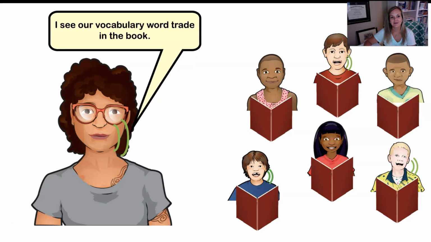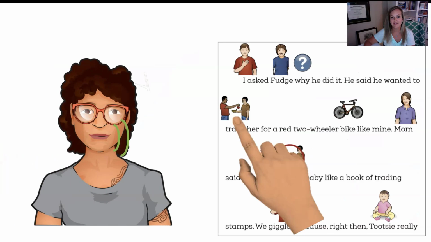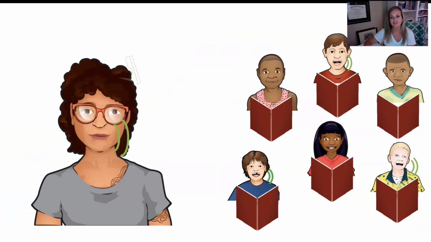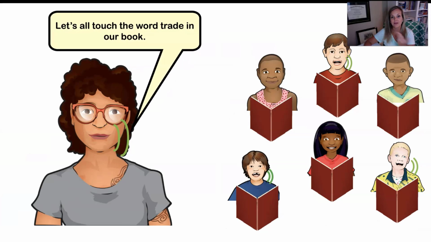Next, during the lead component, she would say, I see our vocabulary word trade in the book. Here it is, here's trade, and each of the students should have their own book in front of them, and they should have the opportunity to also point to the word trade. The teacher can simply look around the room and monitor the students, or if you're doing it online, she should be able to monitor using the students' materials in front of them.